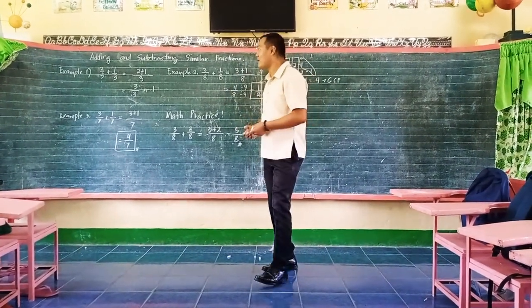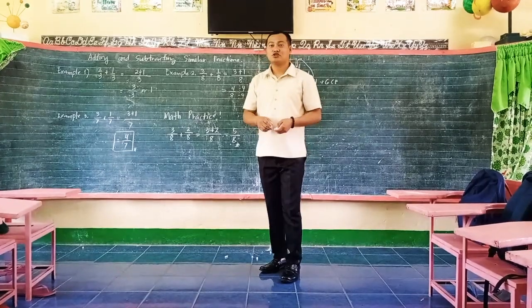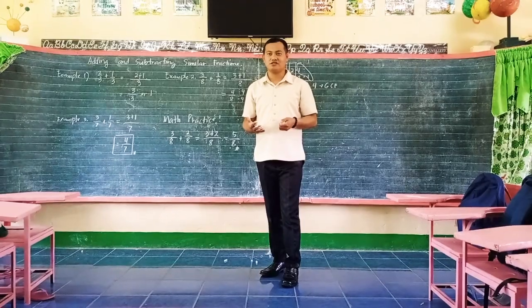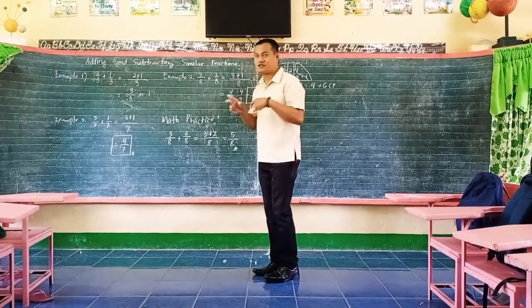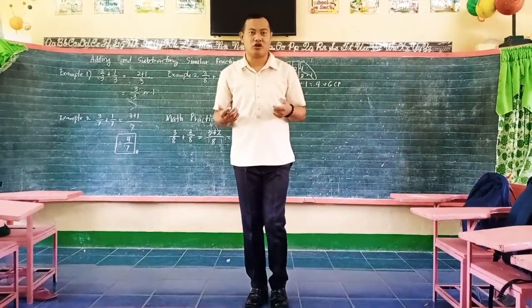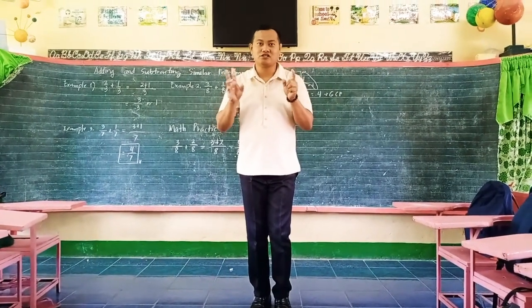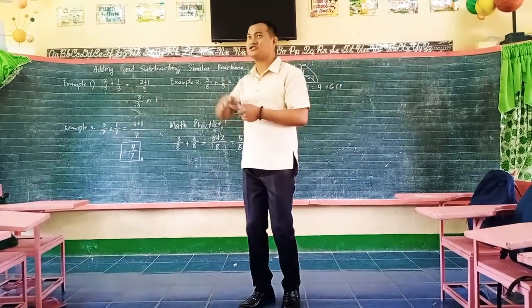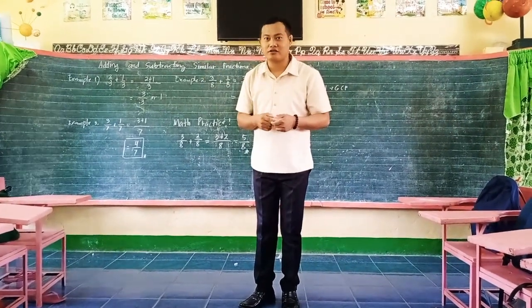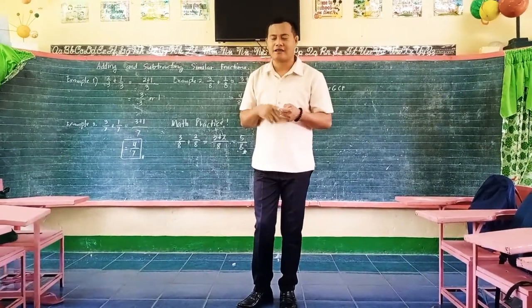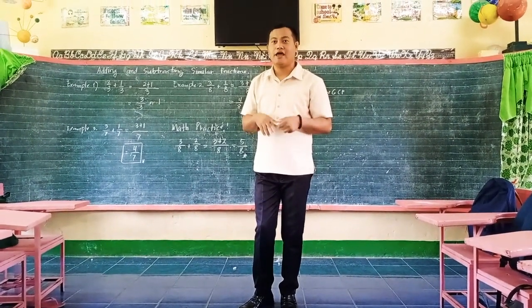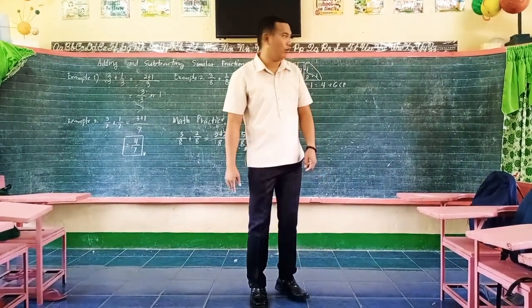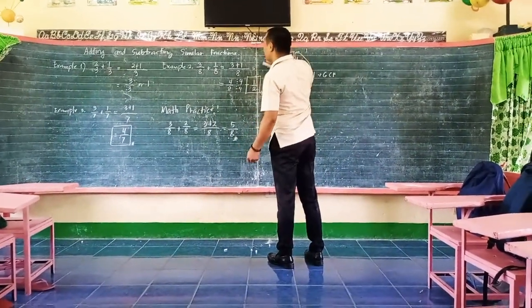Okay, very good. So now, let's proceed in subtracting similar fractions. For subtracting similar fractions, it's quite the same as adding similar fractions, only that the operation is different. Of course, for subtracting similar fractions, we subtract the numerators together and then copy the common denominator, and then we also simplify our answer if it's possible.